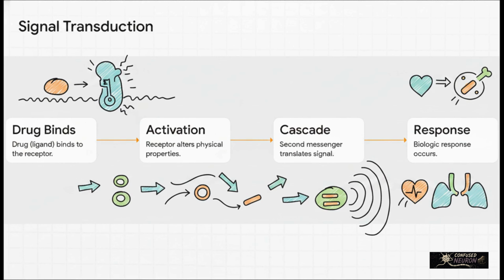Step 1. The drug, which we also call the ligand, binds to the receptor. Now, an unoccupied receptor is completely silent. It's not doing anything. But once that chemical binds, Step 2 kicks in. The receptor activates. It literally changes its physical shape and its chemical properties. This shift triggers Step 3, the absolute heart of the system, the second messenger cascade.